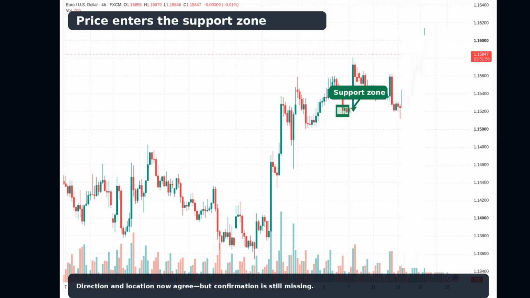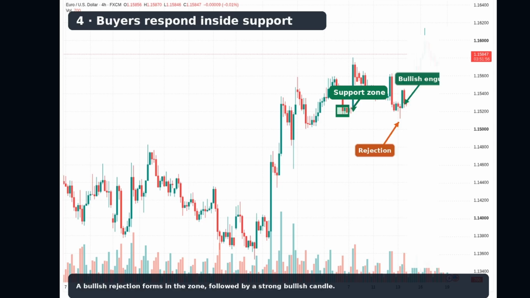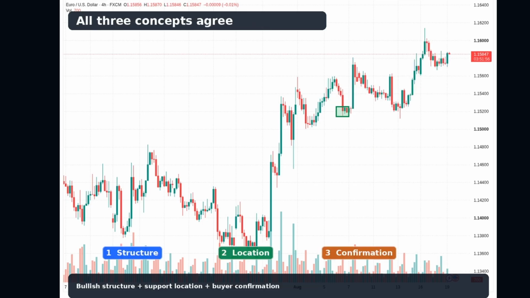A rejection appears inside the zone. The next candle closes strongly upward and engulfs the body of the previous bearish candle. Now, all three concepts agree. The structure is bullish. Price is reacting from support, and buyers have provided confirmation.